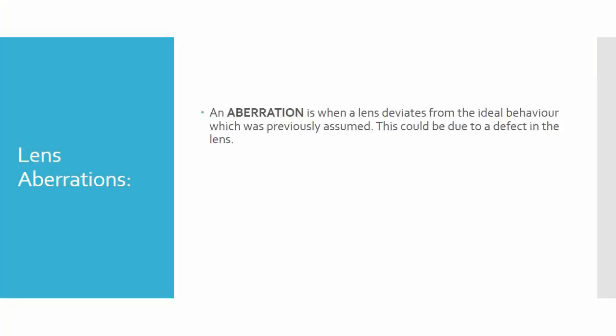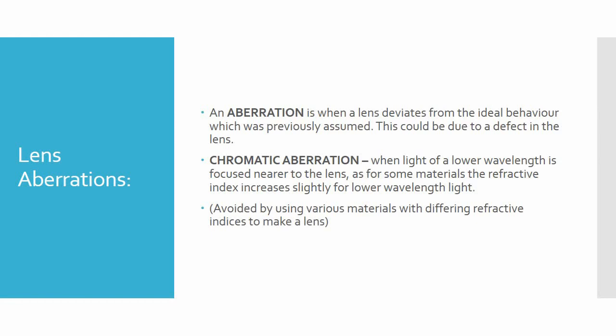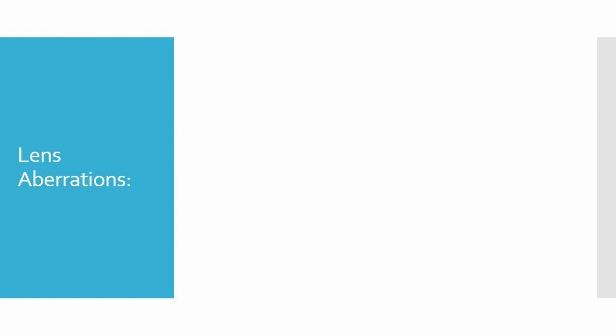Now we move on to lens aberrations. This is when a lens deviates from the ideal behaviour which was previously assumed, potentially due to a lens defect. There are two types of aberrations. Firstly, a chromatic aberration is when light of a lower wavelength is refracted more and gets focused nearer to the lens, as for some materials, the refractive index increases slightly for light of a lower wavelength. This can be avoided by using various materials with differing refractive indices to make a lens.